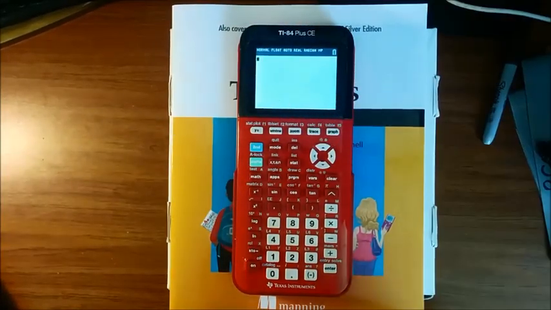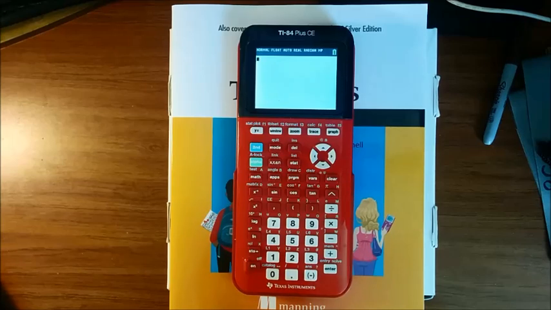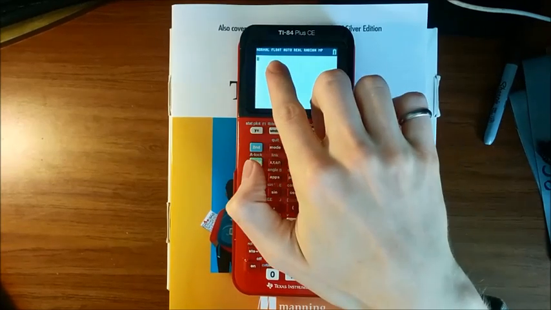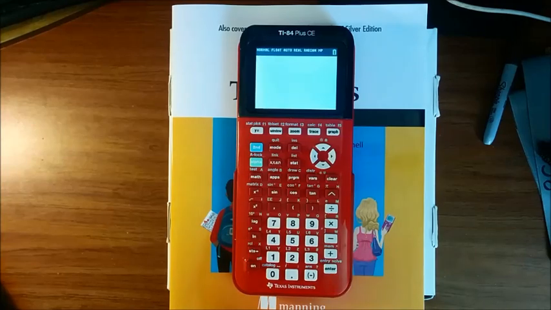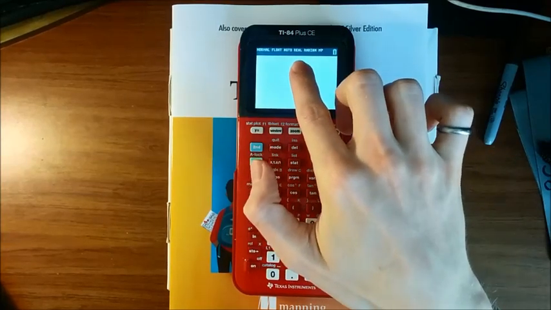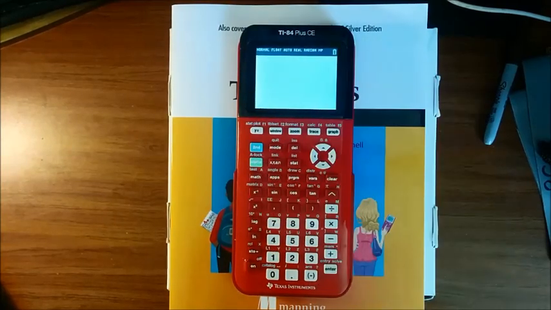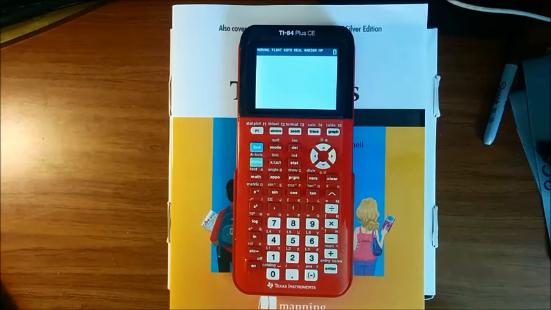At the top is the status bar, which shows various modes your calculator is in. For example, here, I'll see floating point answers, so my numbers will have as many decimal points as possible. It's in real mode, so we can't deal with imaginary numbers. And it's in radian mode, so if we perform calculations on angles, we'll get answers in radians instead of degrees.